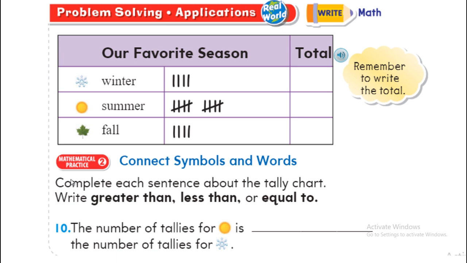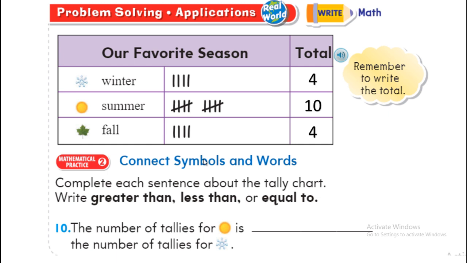Our favorite season. Choosing between winter, summer, and fall, our favorite season. How many children chose winter as their favorite season? 1, 2, 3, 4. How many children chose summer? 5 and 5. Easy. 10. Excellent. Fall. How many children chose fall? 4 again.